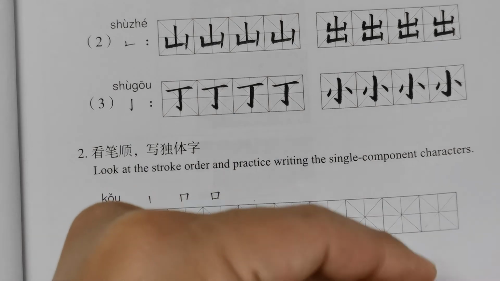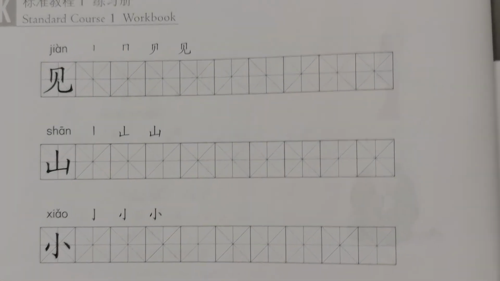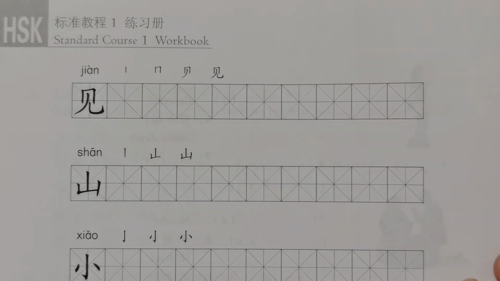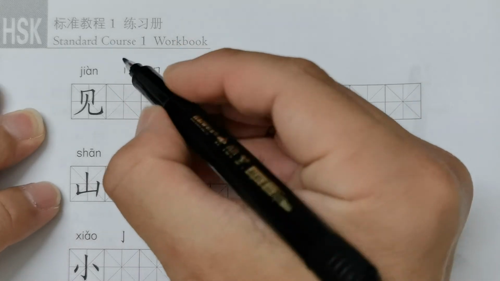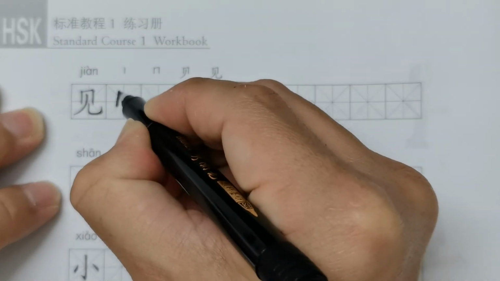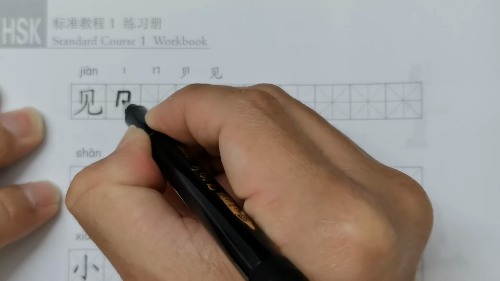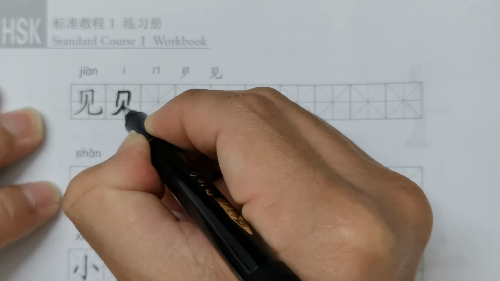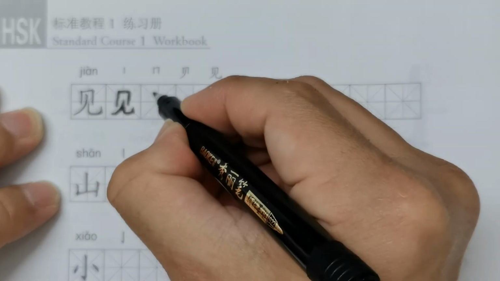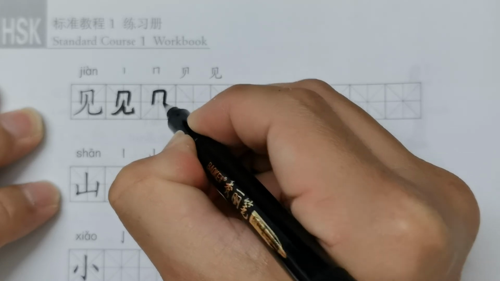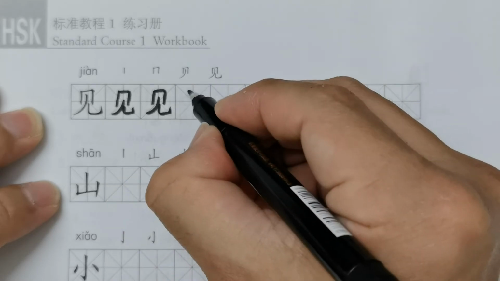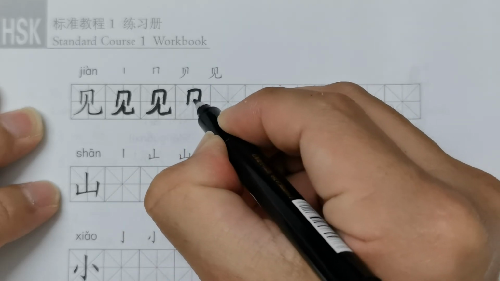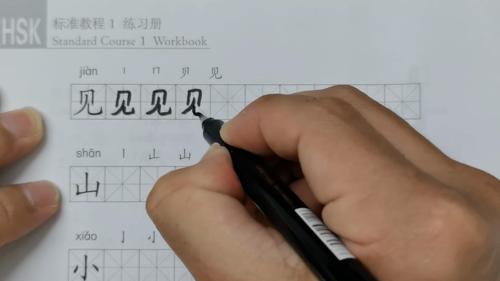And then we go to page number 8. So this one is called 刀, knife. There are around 4 strokes here. So the first one, second, third, and then the final one. So first, second, third, and the final one.